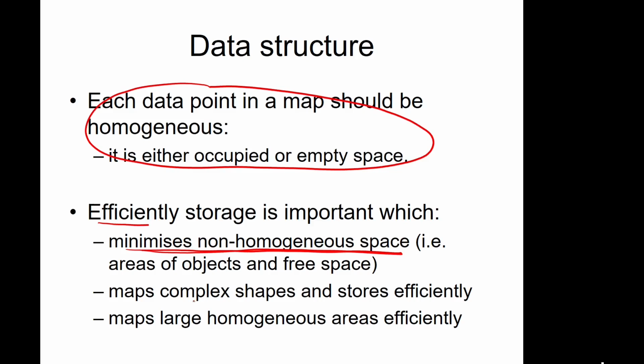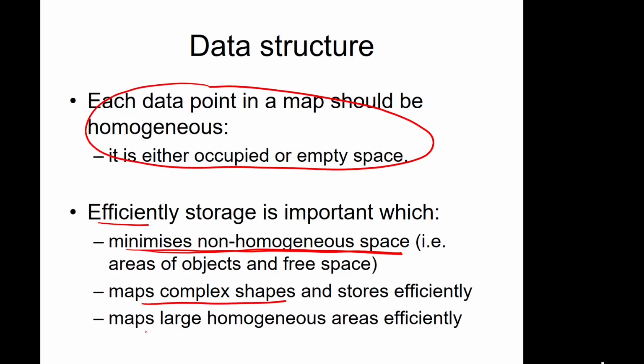Second objective, map complex shapes. So if you take a typical room, a room is usually rectangular, so that's a fairly easy shape to model and store. But you can imagine a lot more complicated shapes. For example, a table, it's got 4 legs, a top, it's quite a complex 3D shape. So how do we map these shapes and store them efficiently in our map?